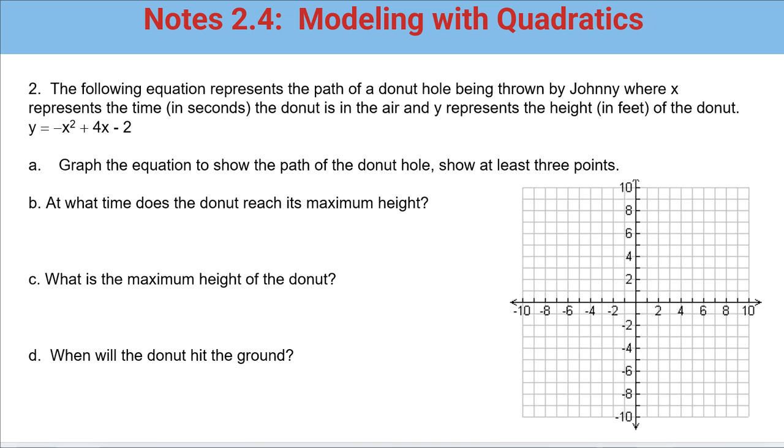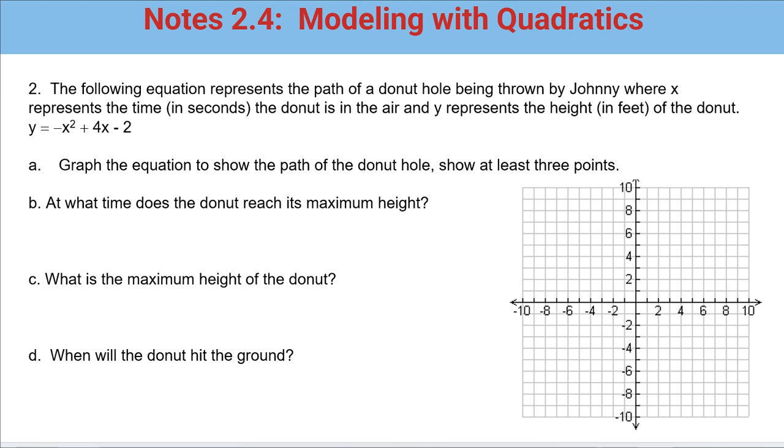Looking at our second example, we're asked to do some graphing, which the following equation represents the path of a donut hole being thrown by Johnny, where x represents the time in seconds that the donut hole is in the air, and y represents the height of the donut hole in feet. Right, so we have negative x squared plus 4x minus 2. Graph that equation, show at least 3 points. At what time does the donut reach its maximum height? And what is the maximum height of the donut? And when will that donut then hit the ground?